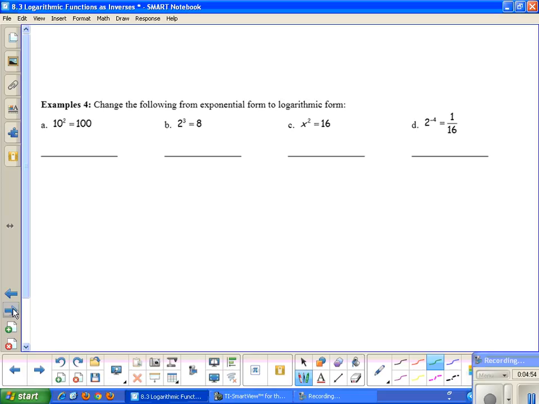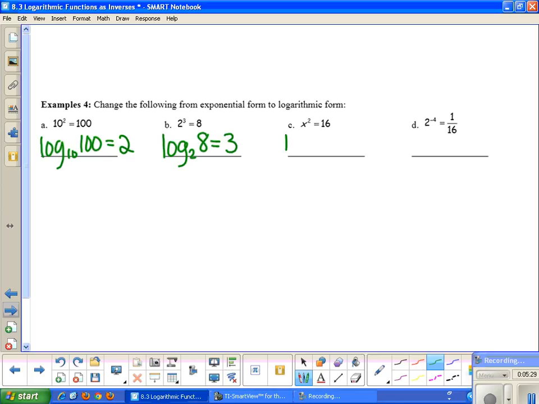So let's do some examples. We want to change the following from exponential form to logarithmic form. So what I would do is pause the video and see if you can do these on your own, and then unpause it, and we'll do it together. So the first one in logarithmic form would be the log, the base is 10, so the log base 10 of 100 is equal to a value of 2. For the next one, this would be the log, and the base in this case was 2, so log base 2 of your answer equals the exponent. So the log base 2 of 8 would be equal to a value of 3.